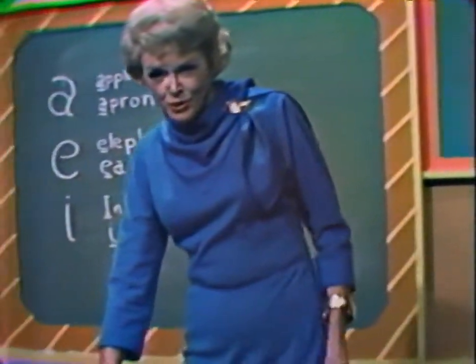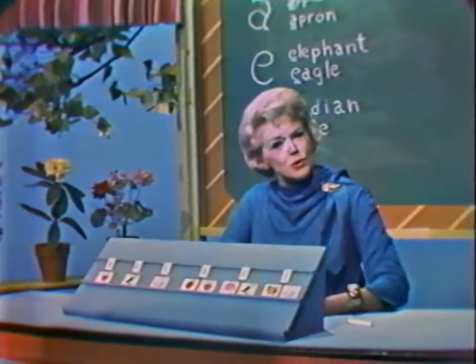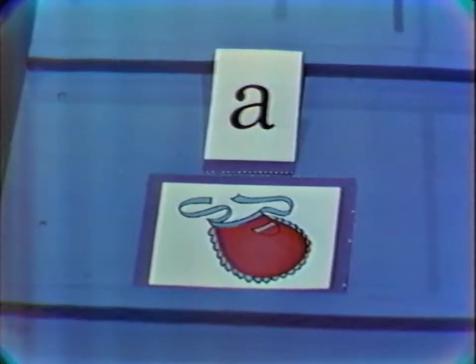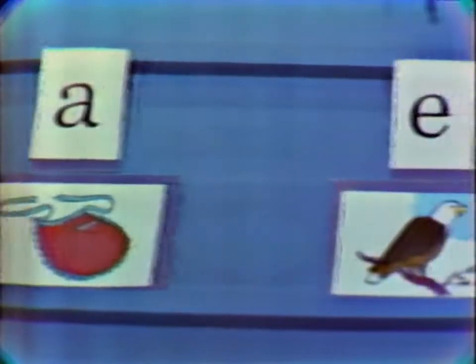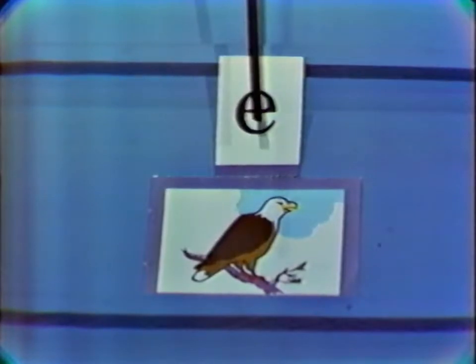But sometimes a vowel can have a different sound. And here are some new picture clues for A, E, and I. Now, you see, there are new clues to a new sound for the vowels. For A, it's the sound you hear at the beginning of apron, A. The new sound for E is E as in eagle.